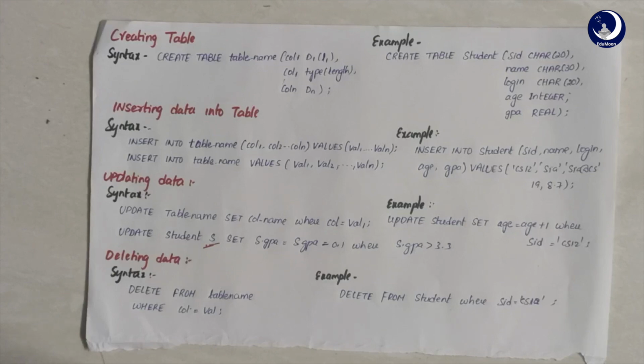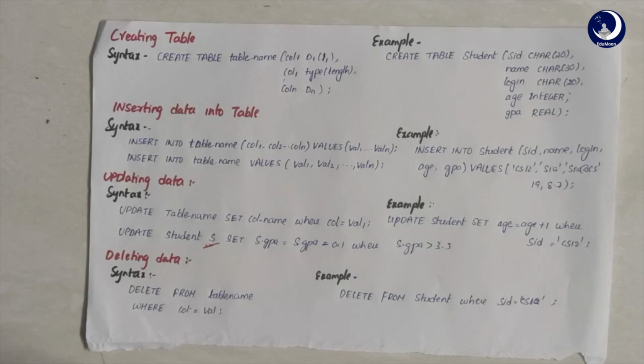Now let's see inserting data into a table. The syntax for inserting data into a table is as follows. Insert into table name of columns values of value 1 so on to value n. For example, insert into student of SID, name, login, age, GPA, values of CS12, Sia at the rate CS, which is her login ID, 19, her age, 8.7, her GPA.